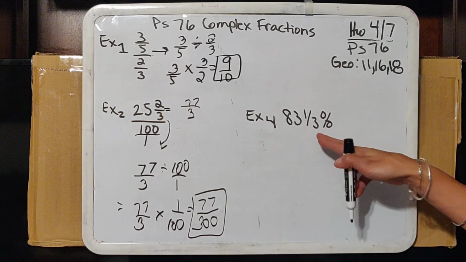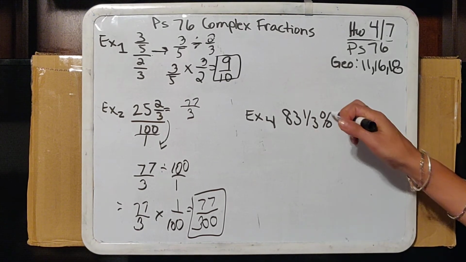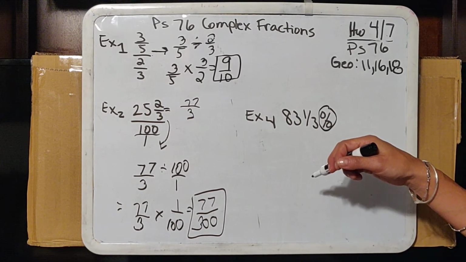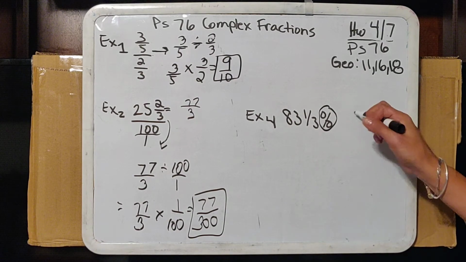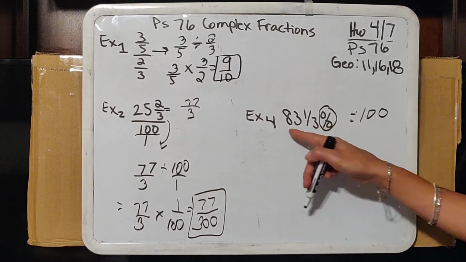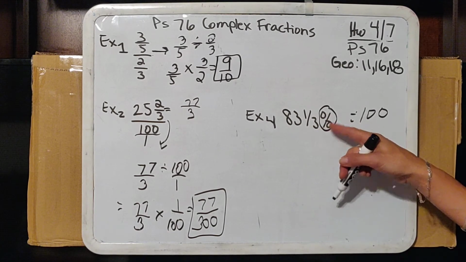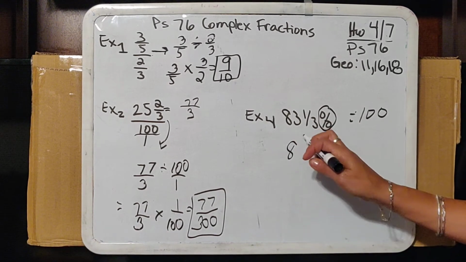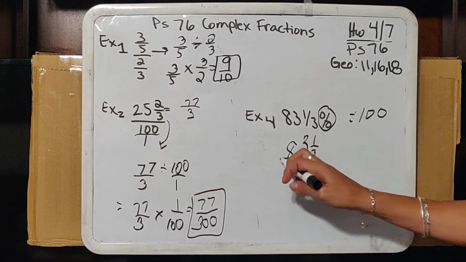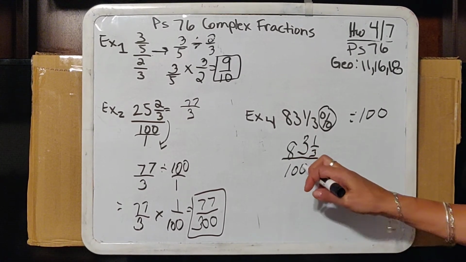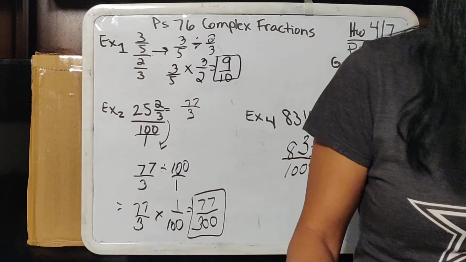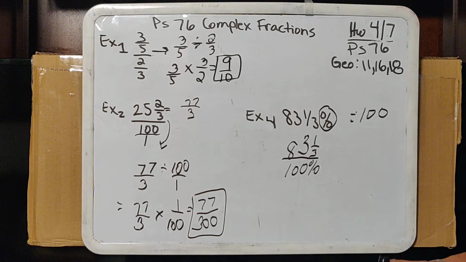But if we want to investigate this further, we can see that actually the percent implies something, doesn't it? The percent implies 100. So if we write this 83 1/3%, we're going to write it this way: 83 1/3 over 100%. As you do that, you're going to see that that in fact is a complex fraction.